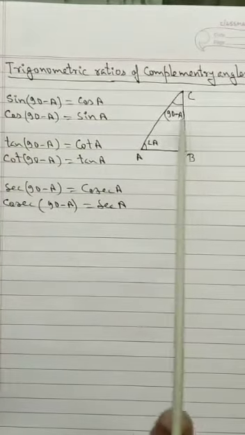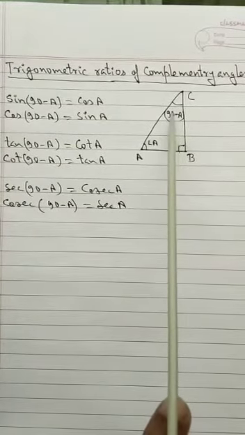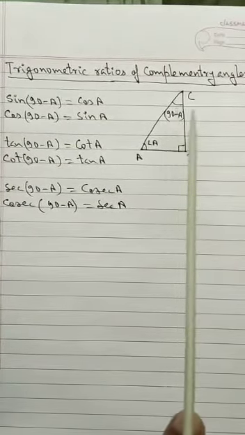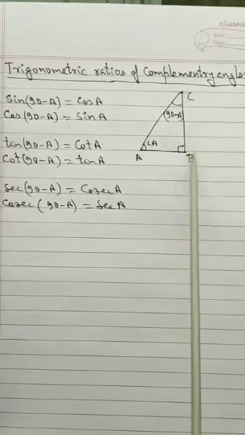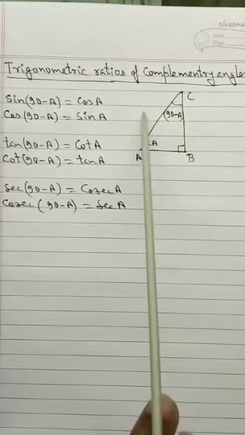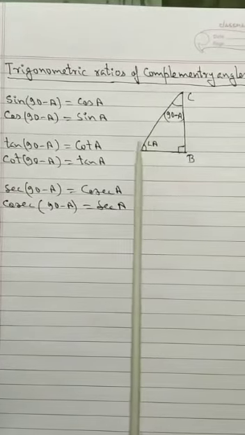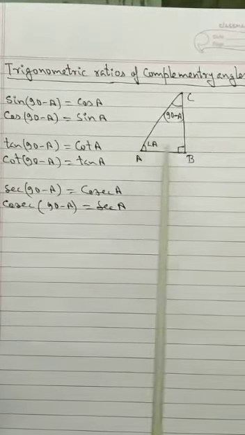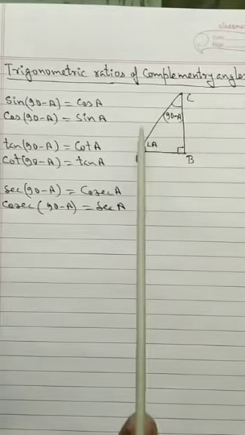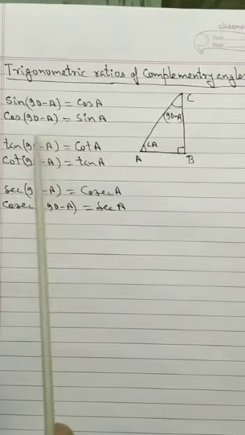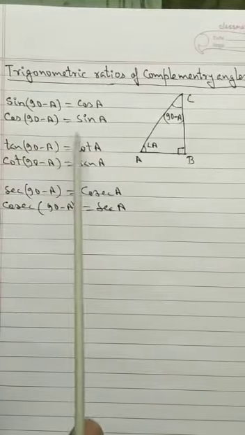Similarly, cos 90 minus A. Cos is base upon hypotenuse. So for cos 90 minus A, this is the base, so BC upon AC. And if I take sin A, then for sin A, BC upon AC. So in both cases BC upon AC. So therefore we can write cos 90 minus A is equal to sin A.